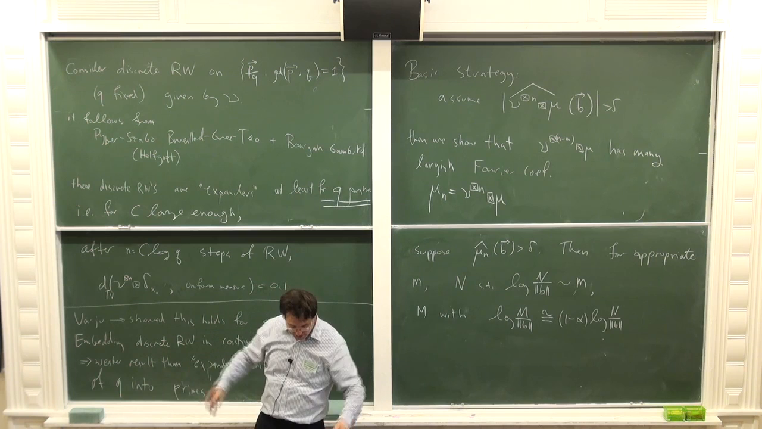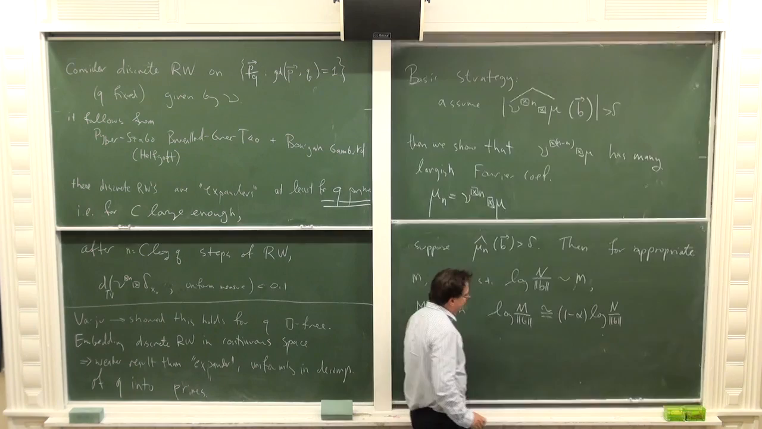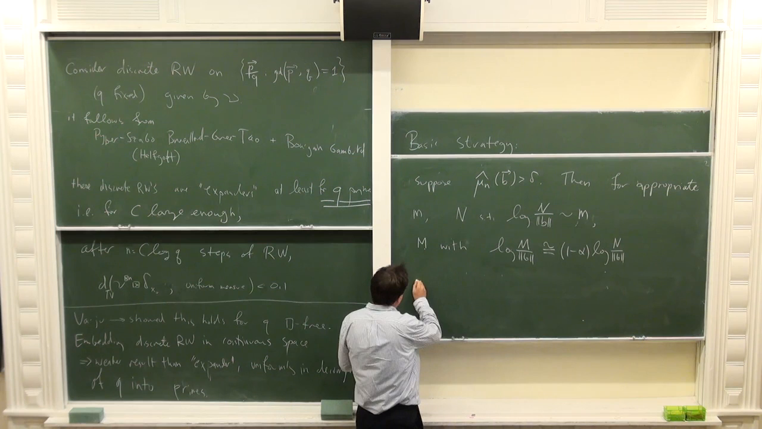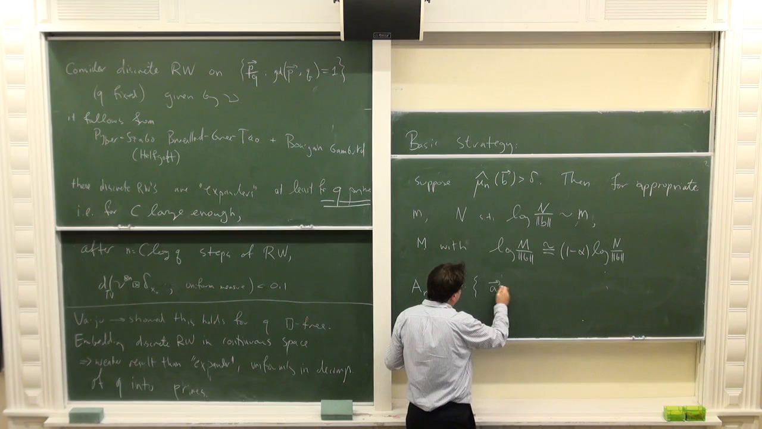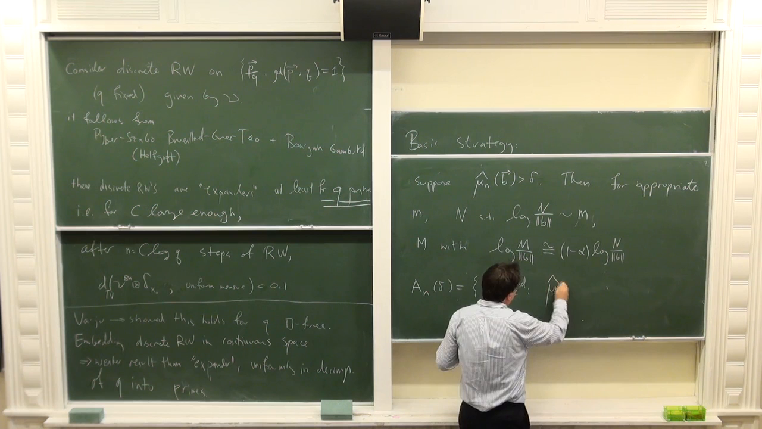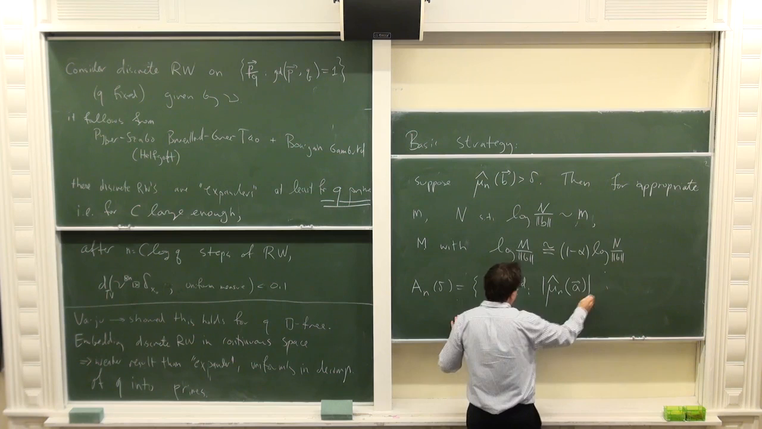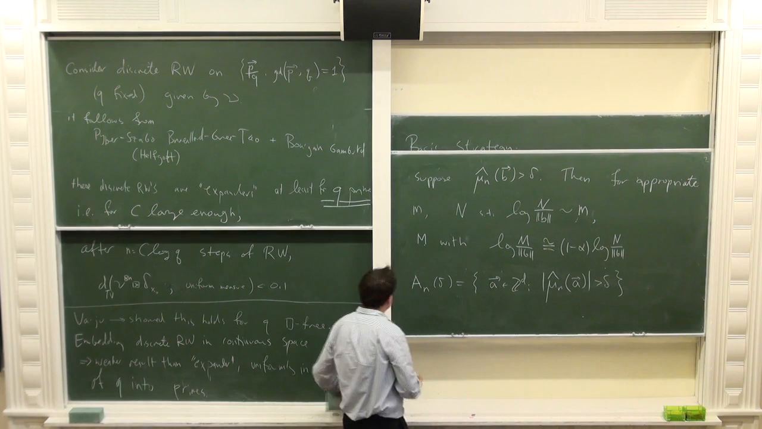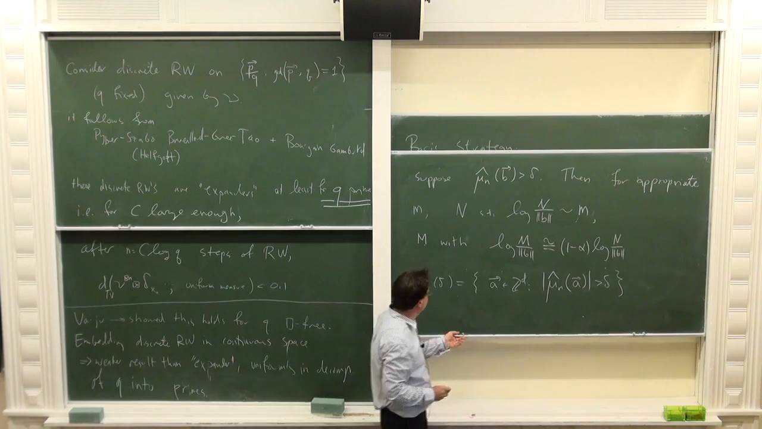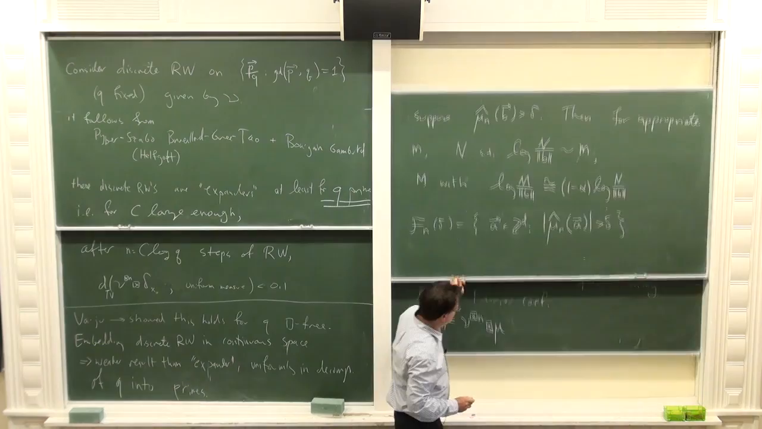Then, now let's define A and delta. This is a set of Fourier coefficients, so this is A in Z^d, such that the Fourier coefficient of mu_n at A is bigger than delta. This is the same kind of set, maybe to be closer in notation to my previous lecture, I would use some kind of script F to denote it. Okay, so this is a set of large Fourier coefficients from mu_n. Go to the next board.